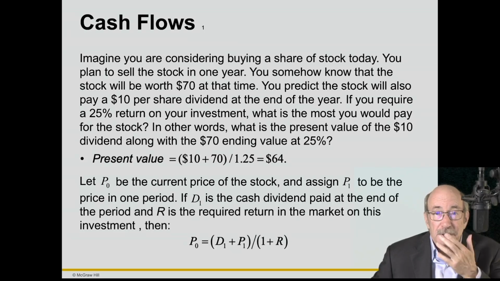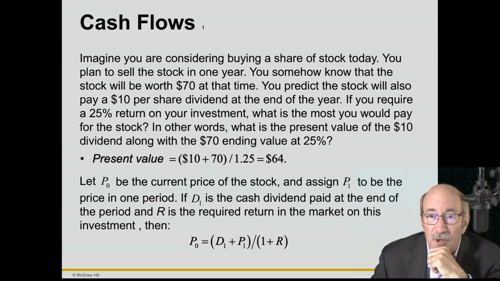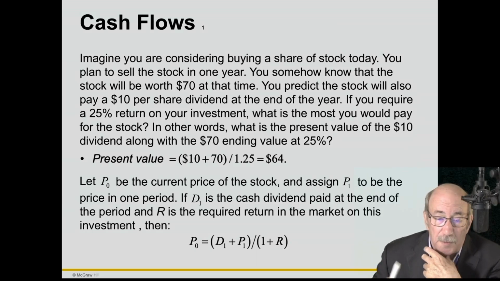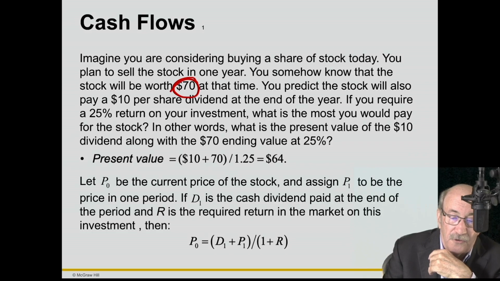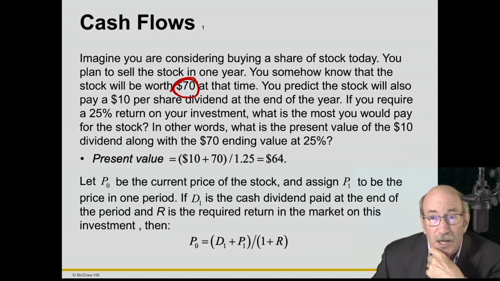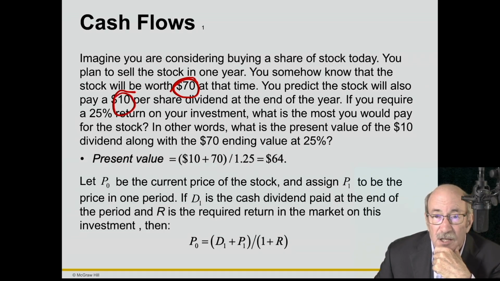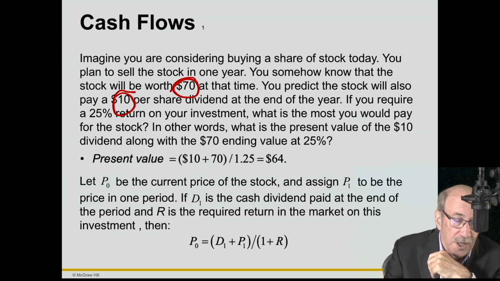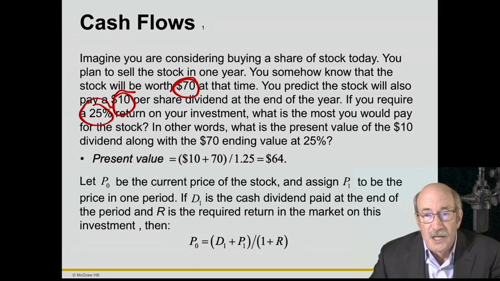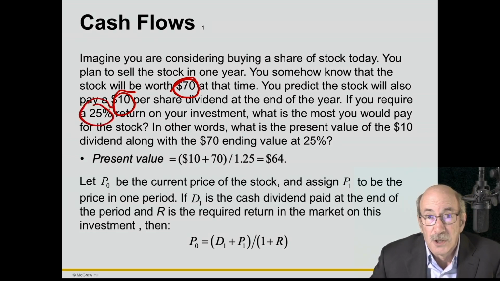All right. So let's get started by looking at, here we have a stock that we somehow or another know will be worth $70 in 1 year from now, and that it's going to pay us $10 in a dividend. And we also happen to know that we need it to return a 25% rate of return.